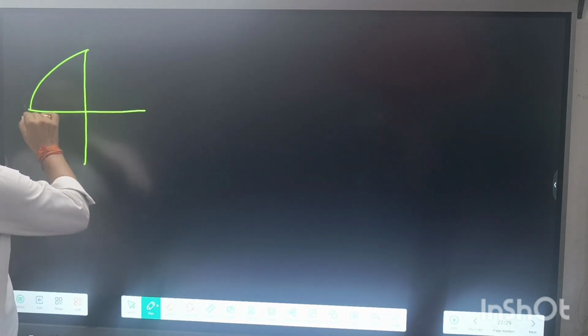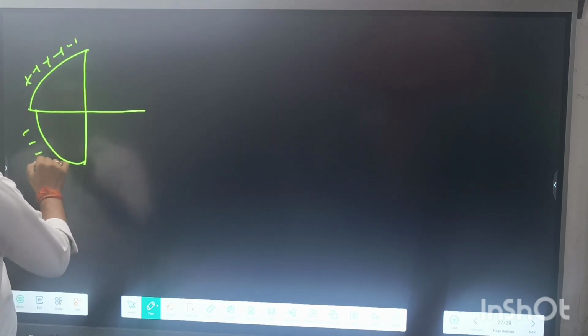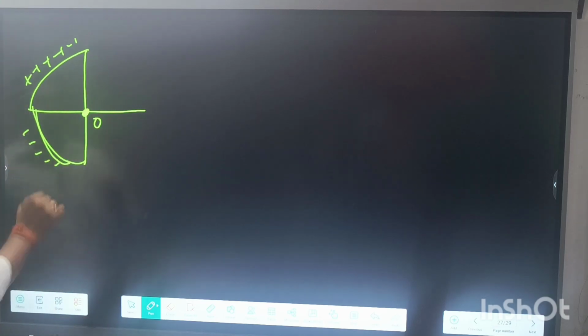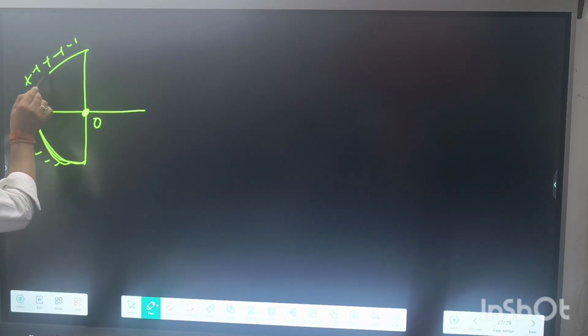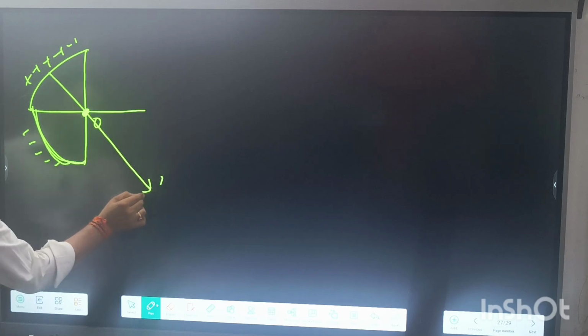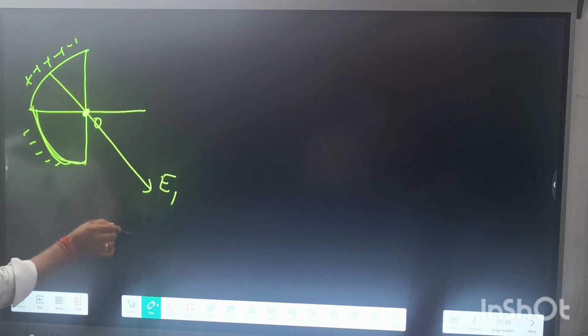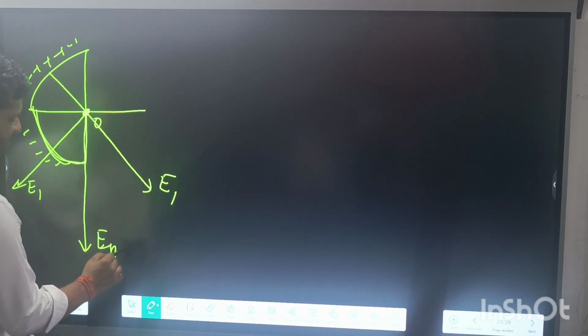Similarly, if I focus on the second type of question, suppose I take this one: this arc has positive charges, and this arc has negative charges. I want to calculate the electric field intensity at this point O. How will we calculate it? Due to this arc, let the electric field be E1, radially outward. Due to the other one, it will be radially inward. So this will be the net resultant electric field.